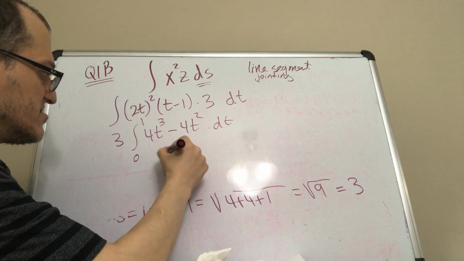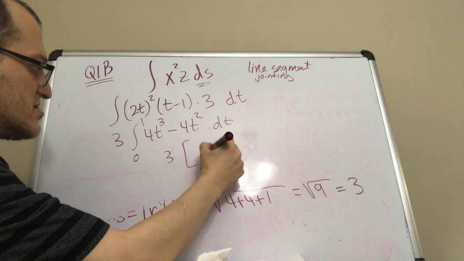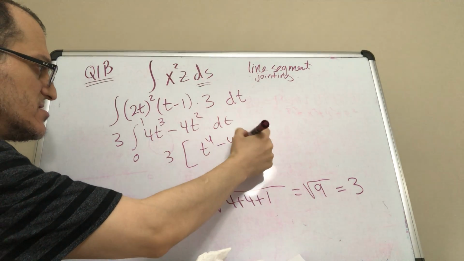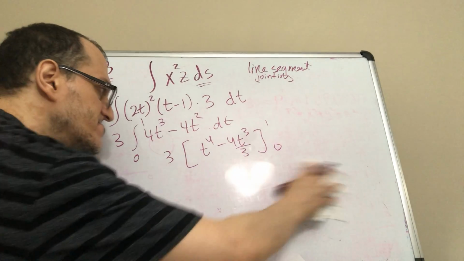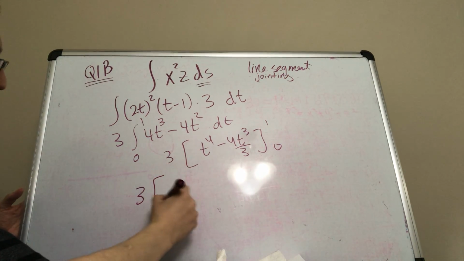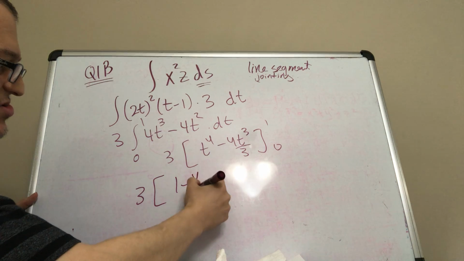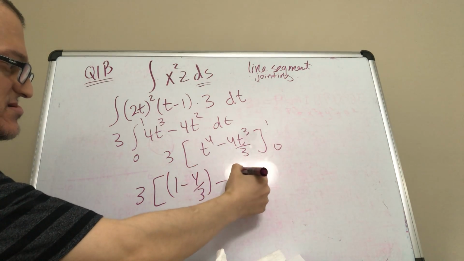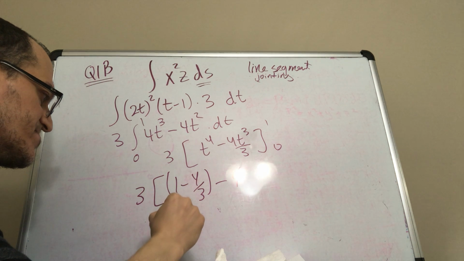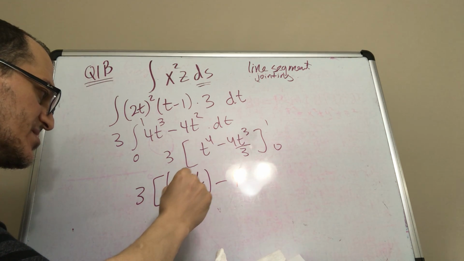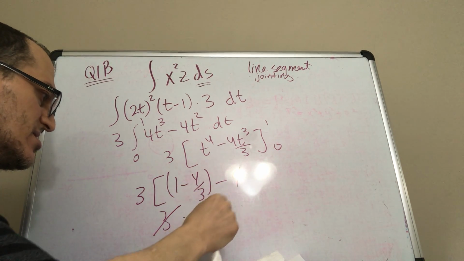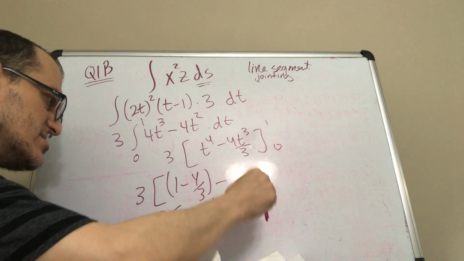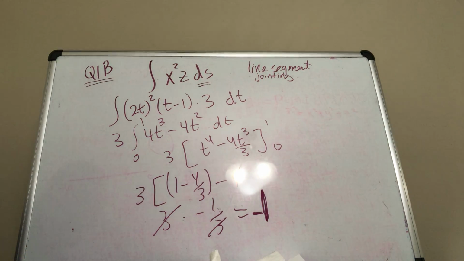You can integrate 3 constant. This one is t to the 4. This one is 3 over 3, 1 and 0. Plug the 1, minus 4 over 3. Plug the 0, gives you 0. This is 3 over 3 minus 1 over 3 would be minus 1 over 3. So the final answer is minus 1. This is the answer for question 1B.